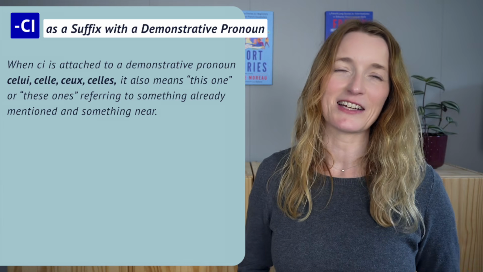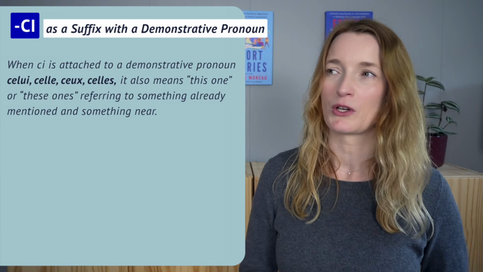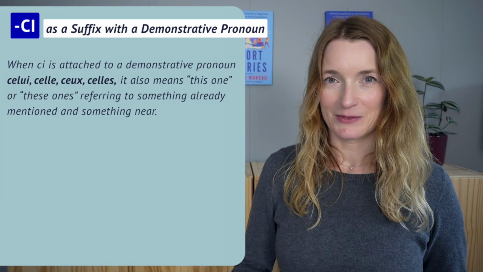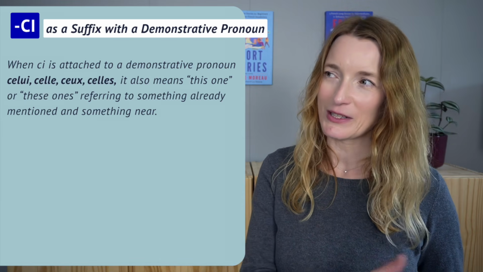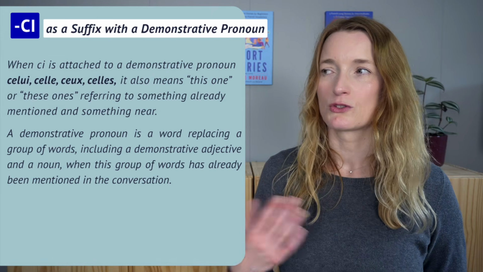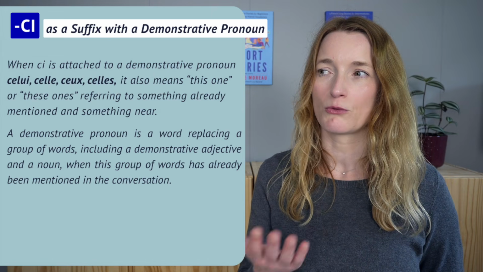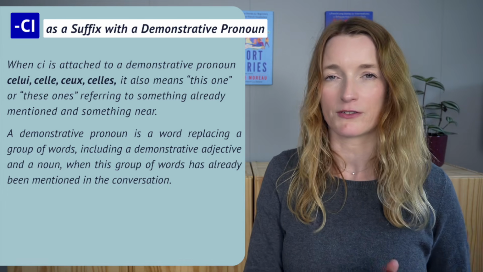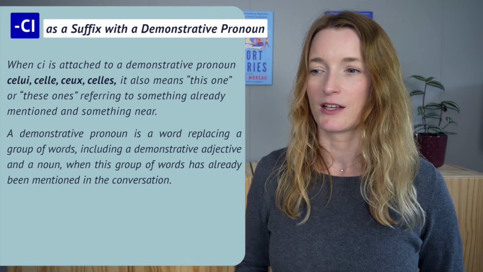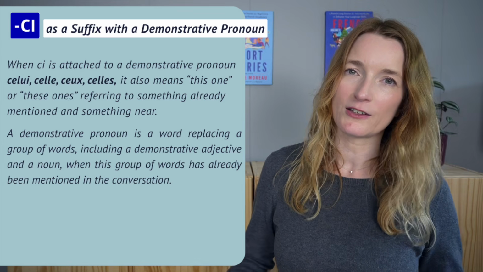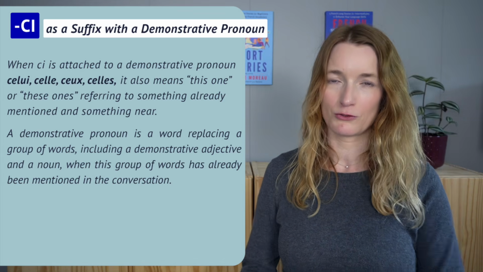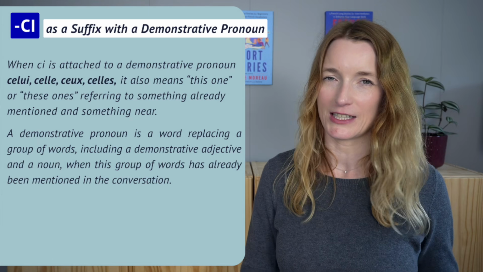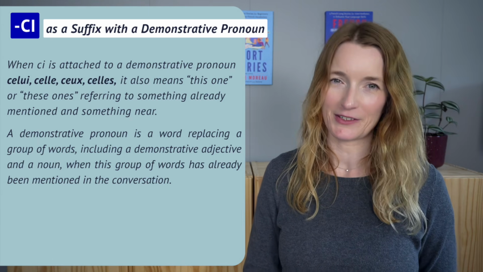So when ci is attached to a demonstrative pronoun, so celui, celle, ceux, celles, it's going to mean this one or these ones. So the role of a pronoun here is to replace a word or group of words that has already been mentioned in the conversation or in the text that you're reading. So here, we are going to use a pronoun to replace the adjective. I know, if you didn't watch last week's video, you will see it's very, very easy.